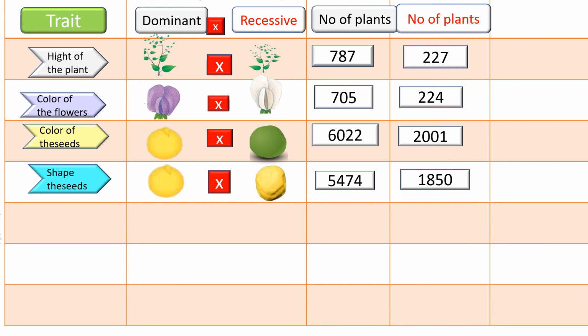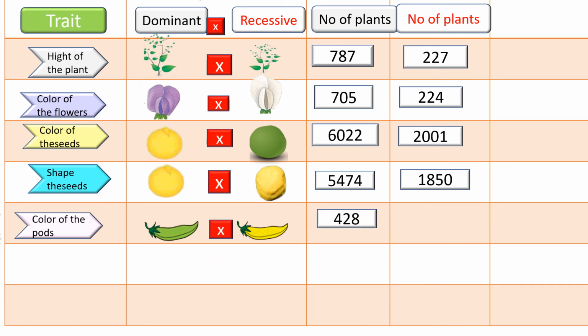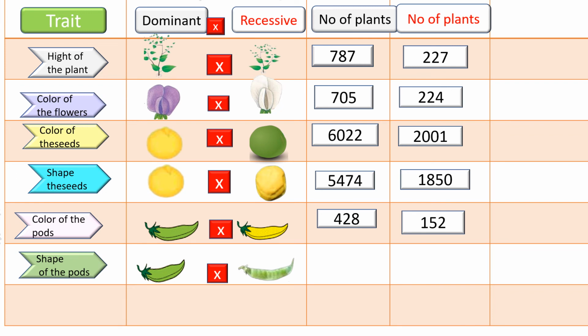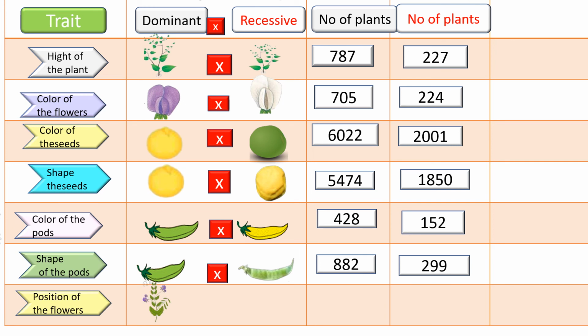1,850 wrinkled seeded plants. Color of the pods, green pods, yellow pods: 428 plants with green pods, 152 plants with yellow pods. Shape of the pod, inflated pods, constricted pods: 882 plants with inflated pods, 299 plants with constricted pods. Position of the flower, axial flowers, terminal flowers: 651 plants with axial flowers, 207 plants with terminal flowers.